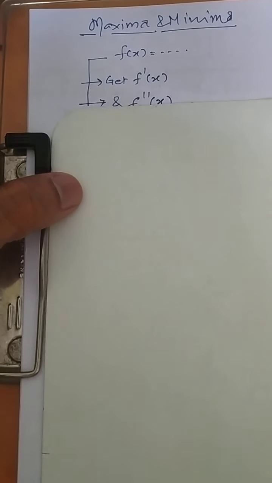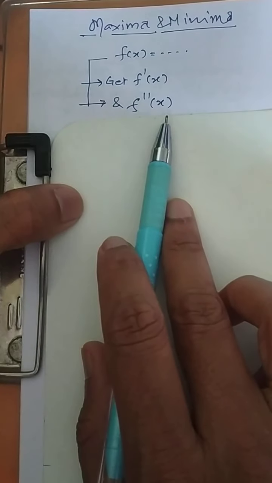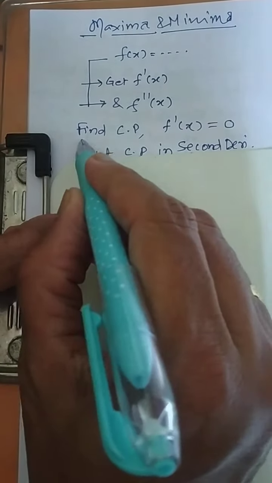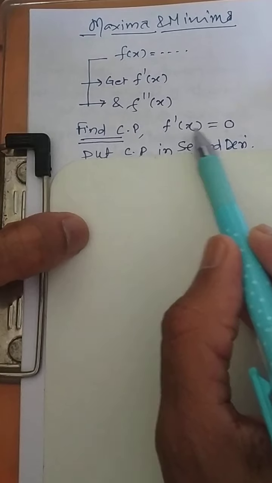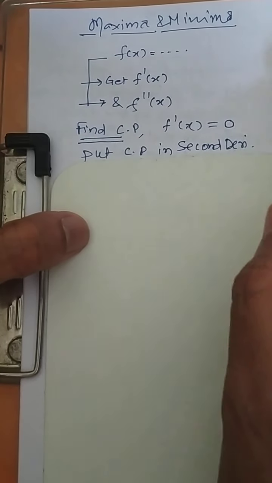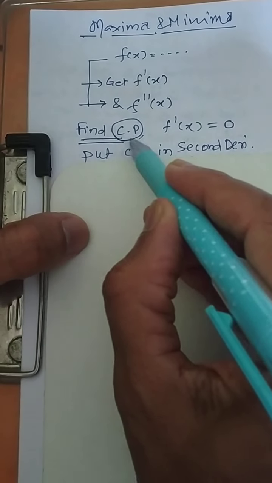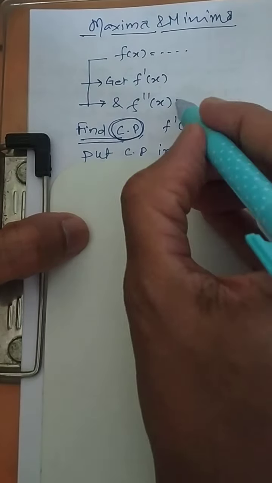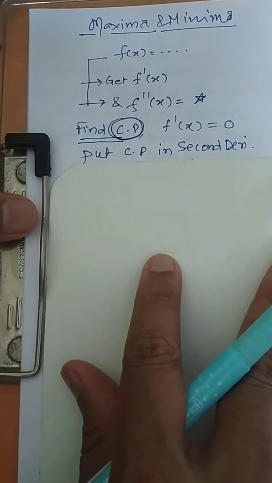To that function, the first step is to get the f dash of x and f double dash of x. Then, as what we have learned in increasing and decreasing type, you can find out the critical point. Method is f dash of x will be equal to 0, and you may get 1, 2 or 3 critical points. All those critical points you will be putting in the second derivative. Second derivative means whatever will be this expression.